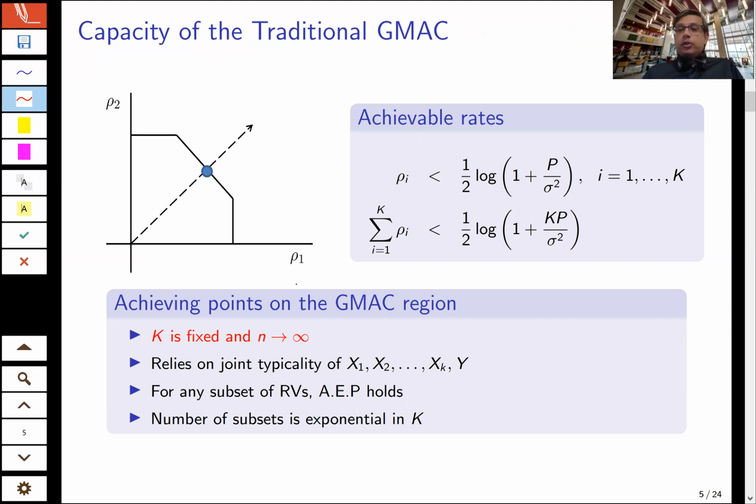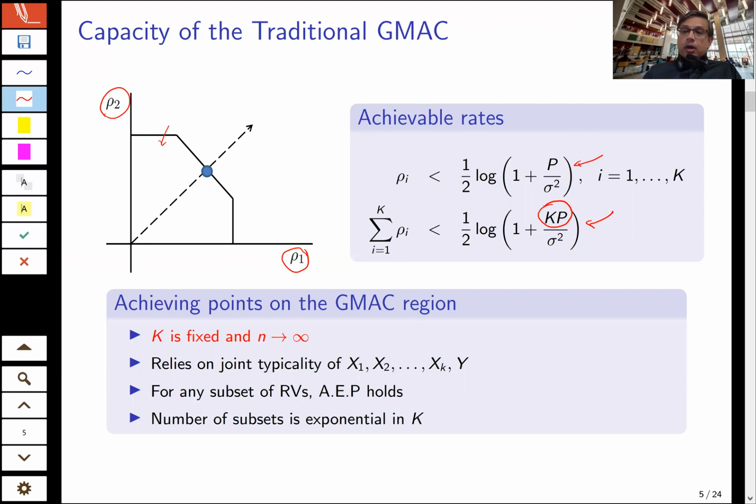So here is an example for two users. The two users can pick their rates to be rho 1 and rho 2, such that any pair of rates within this pentagonal region is achievable. And the rates are given by rho 1 has to be smaller than 1/2 log(1 + P/sigma squared), which you can see is the rate that you can obtain if there is no interference from the other user at all. And the second part says that the sum of their rates cannot be any more than as though both users' power is present at the same user. So this is half log(1 + K P/sigma squared).